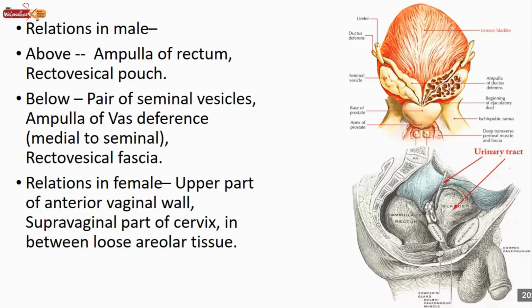Now coming to the female, in between the bladder and the ampulla of the rectum, you get the uterus. So the relations for the base of the bladder are the upper part of the anterior wall of the vagina, above that the supravaginal part of the cervix, and in between the two there is loose areolar tissue of the pelvic fascia. So this is about the posterior relations in male as well as in female.